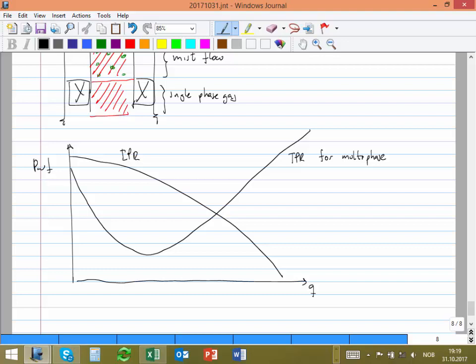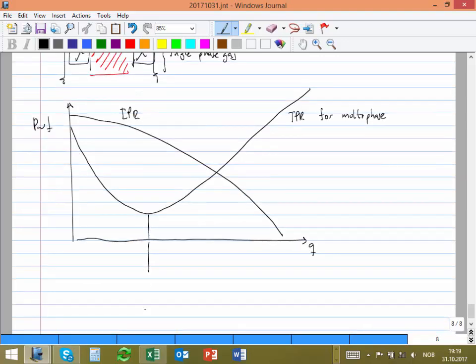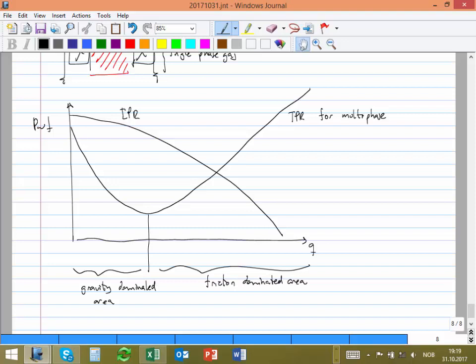And we are going to explain that a bit later in more detail, but just at this point what you have to see is that there are two very different regimes in this. So here is the gravity dominated area, and this is the friction dominated area. And this one you can understand very easily.